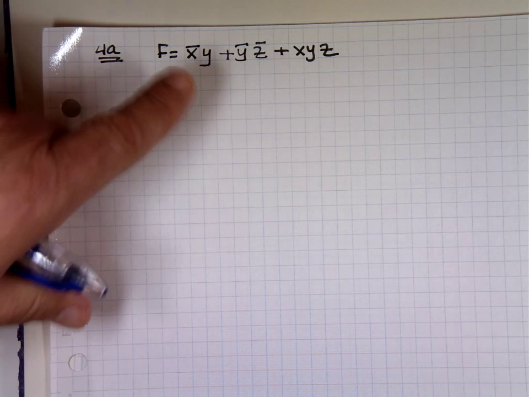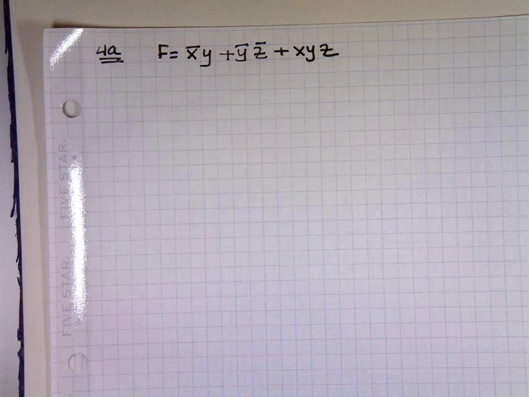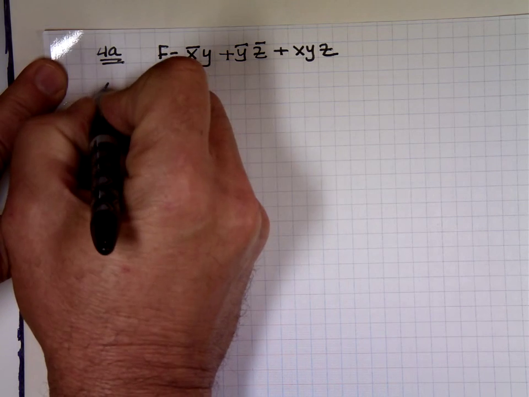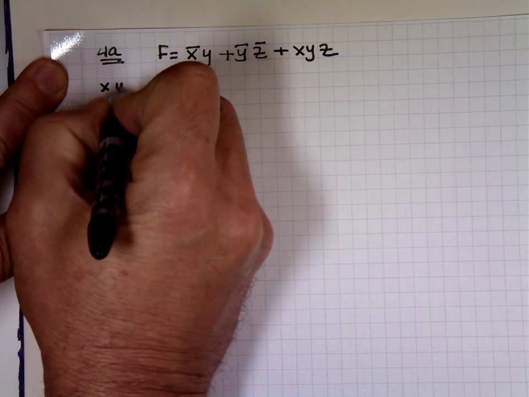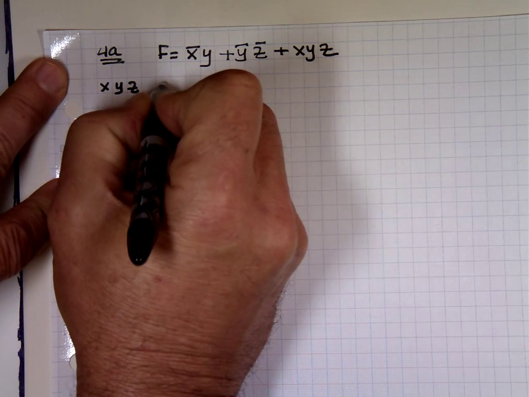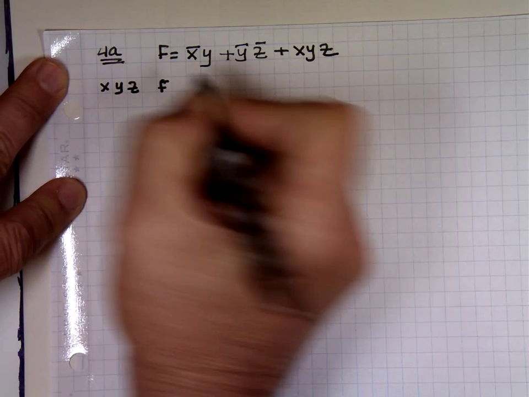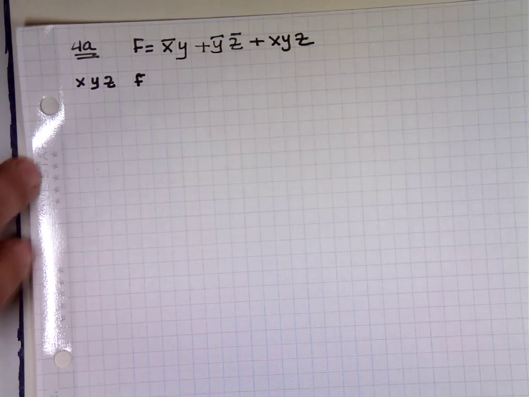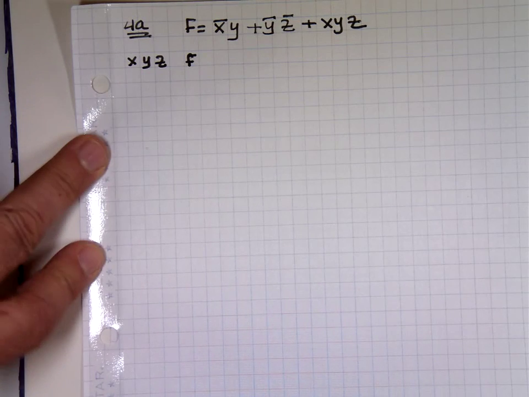Now I'm looking at my variables. I see x, y, and z. That's all I see. So I have three inputs. I'll use this box for x, this for y, and this for z. And I'll do this for my output, the function F. Now let's list all the combinations for x, y, and z.